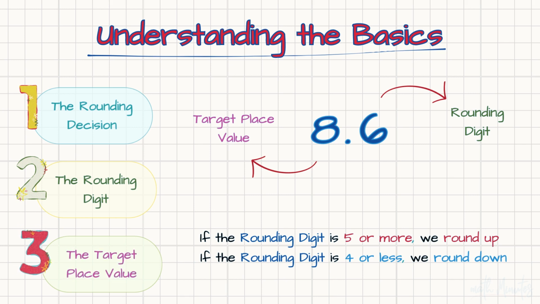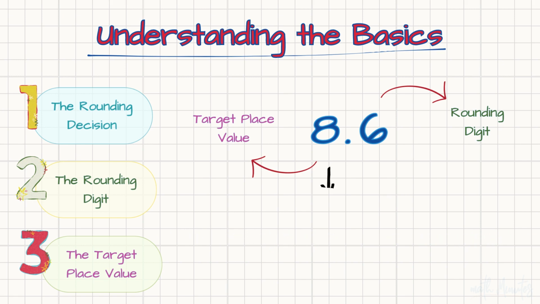Simple, right? Now let's define the target place value. It is the place value to which we wish to round the number. For example, rounding to the nearest whole number means the target place value is the ones place, while rounding to the nearest tenth means the target place value is the tenths place. For the number 8.6, we can see that the rounding digit is more than 5, so we round the number up to 9.